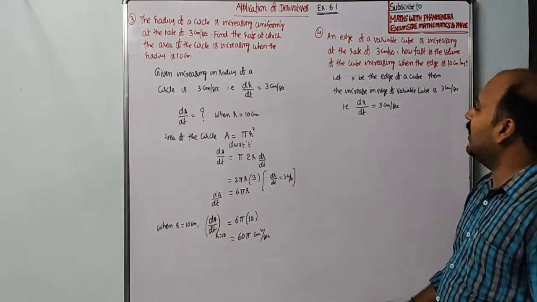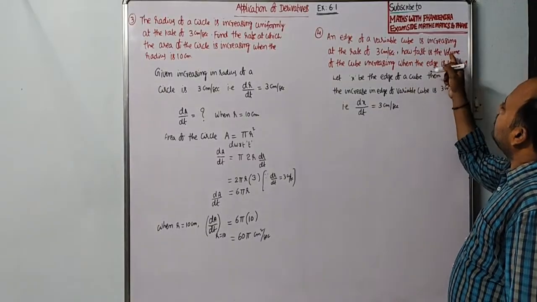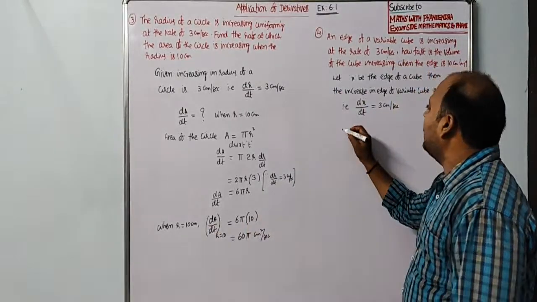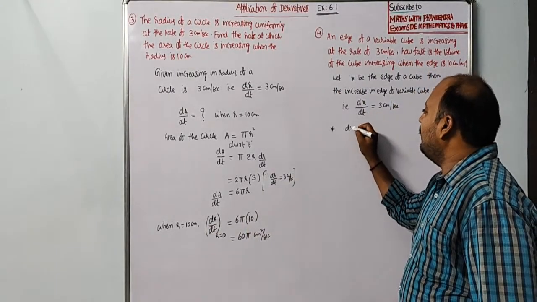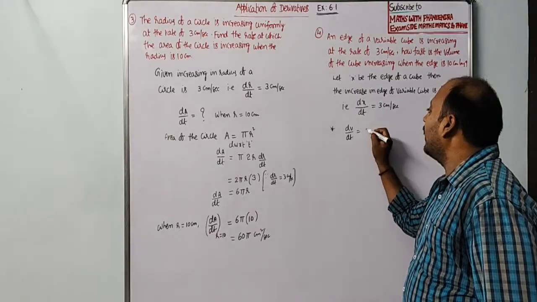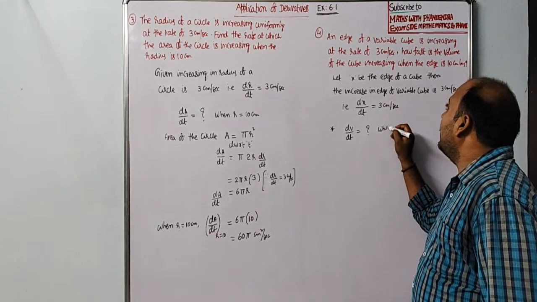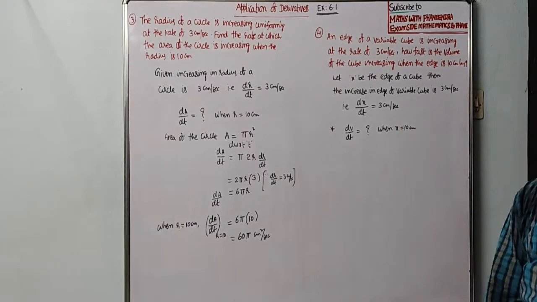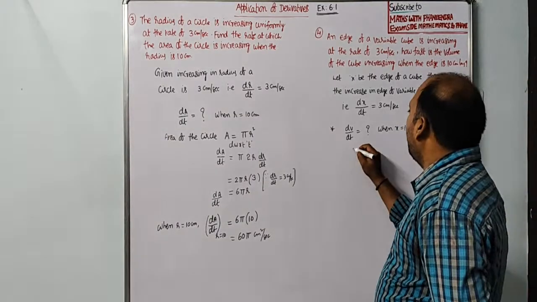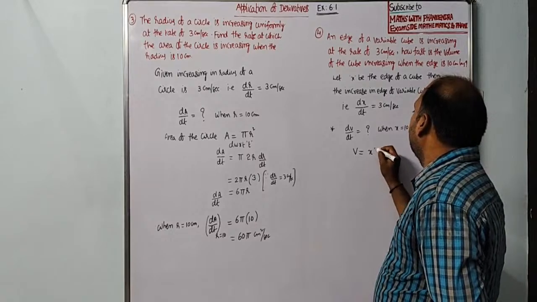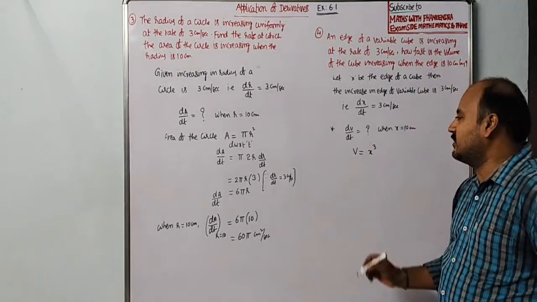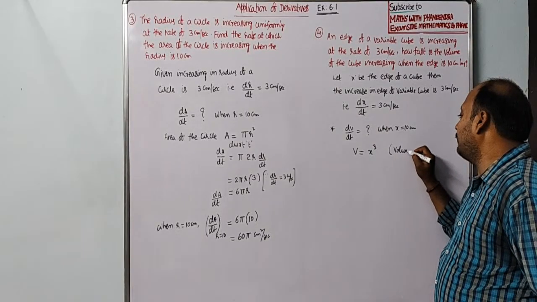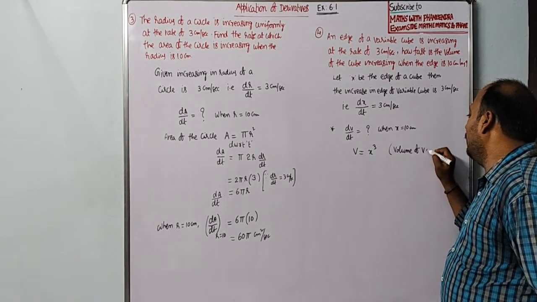What are they asking to find? How fast the volume of the cube is increasing. That means they are asking dV by dt, when x is equal to 10 centimeters. This is the question, dear students. Okay. So volume of the cube, the variable cube.